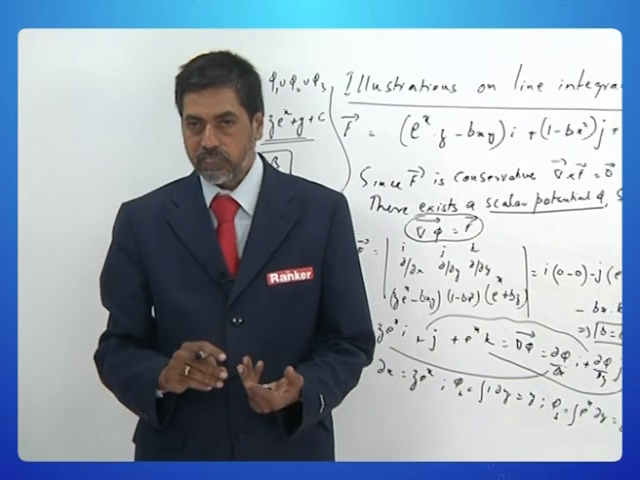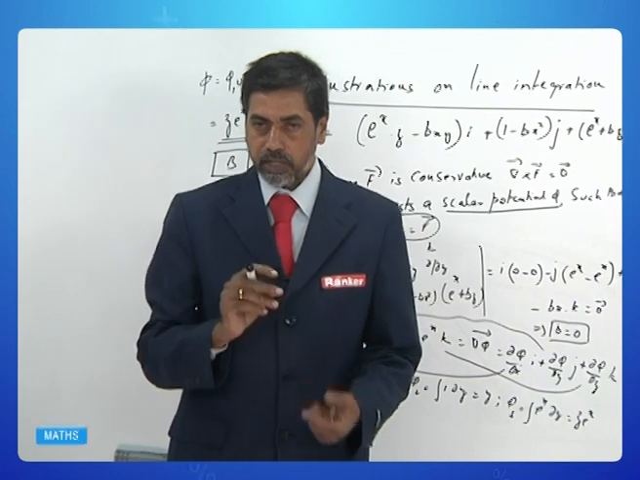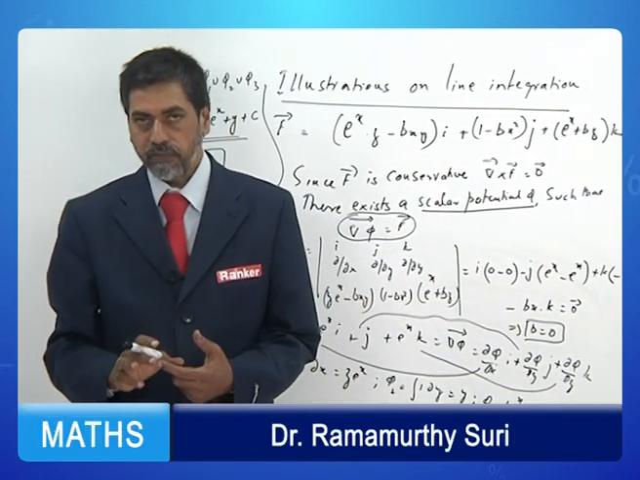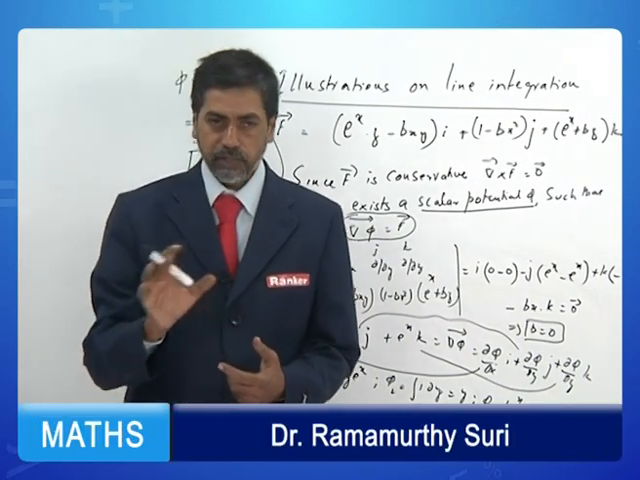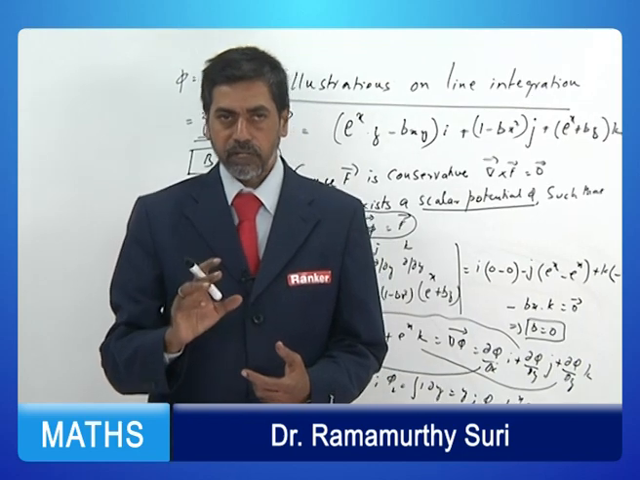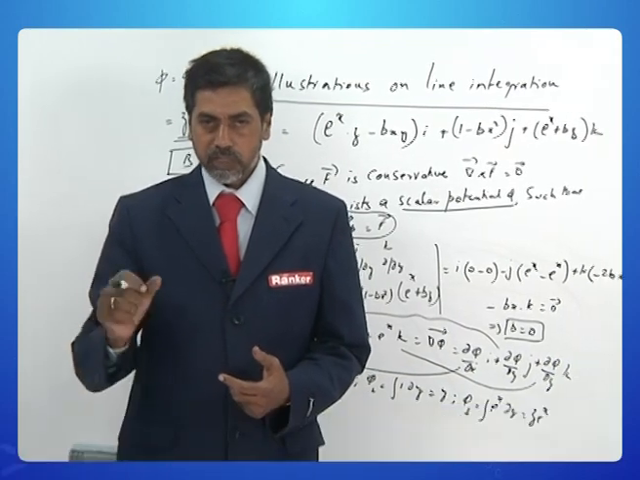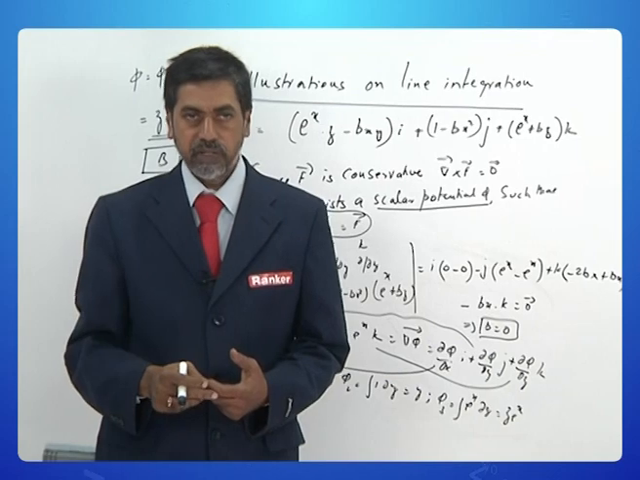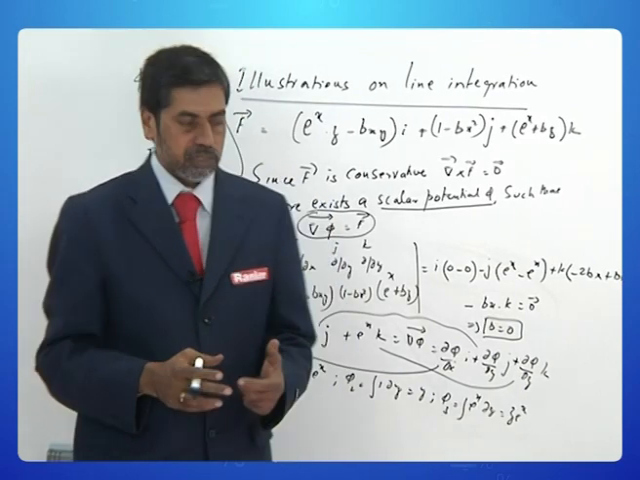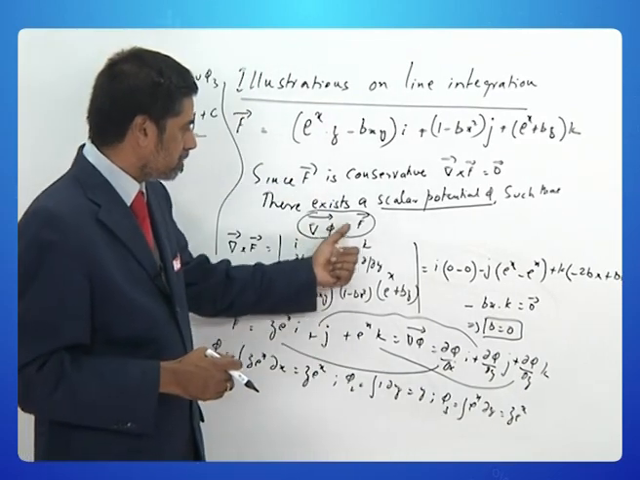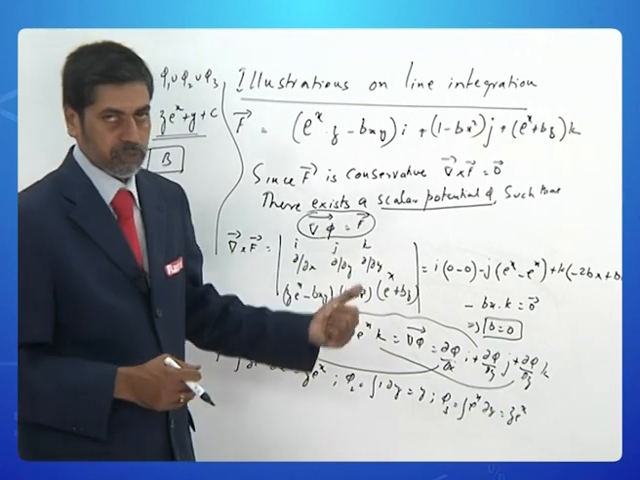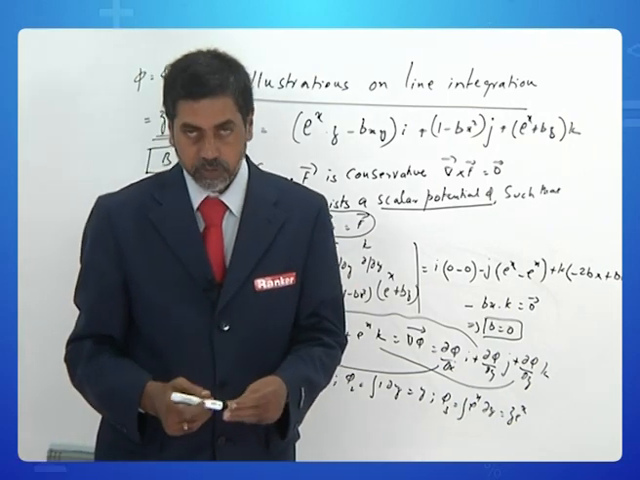So, what we have learned in this example is, remembering that when a field is conservative, first get any unknown parameters by taking curl f is equal to 0, insert that scalar back into the field and use this very important formula del phi is equal to f to determine the scalar potential. Let's go to the next problem.